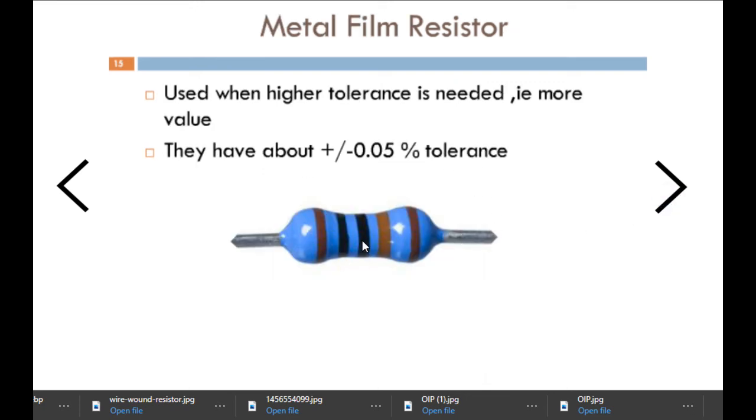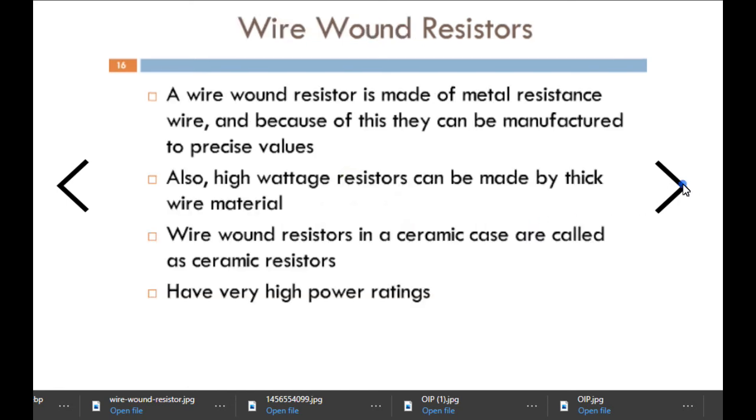This is a metal film resistance. You can see it is used when higher precision is needed. That means a higher-quality resistance has a lower percentage of tolerance in its tolerance band. That means this resistance can hold its base value to a great extent. Okay. Then this is the wire wound resistance.